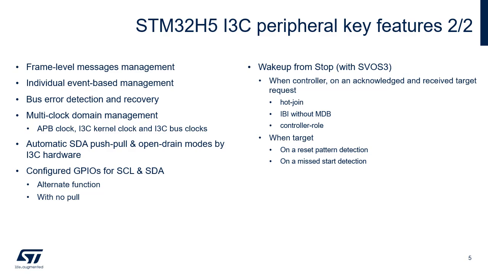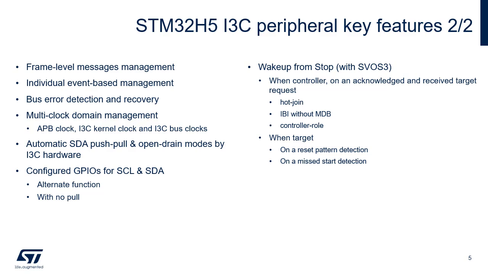The I3C peripheral is implemented with several clock domains: APB clock for register access, I3C kernel clock, and I3C bus clock. The I3C hardware automatically switches from and to SDA push-pull and open drain modes. Push-pull is used when communication is unidirectional and there's no chance of another device communicating at the same time. The allocated GPIOs for SCL and SDA must be configured with the alternate function and no pull.